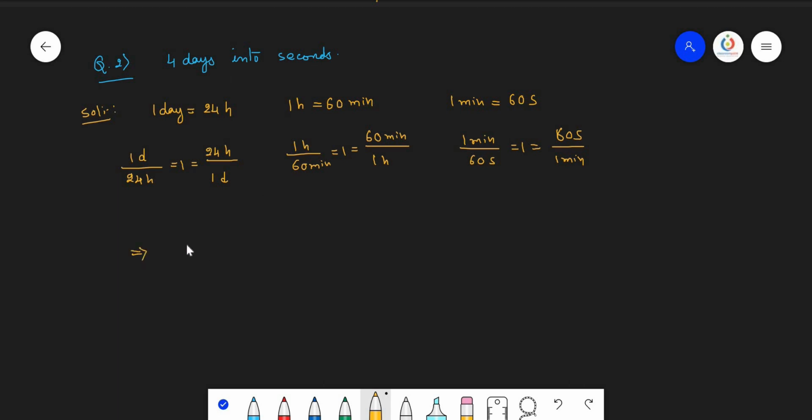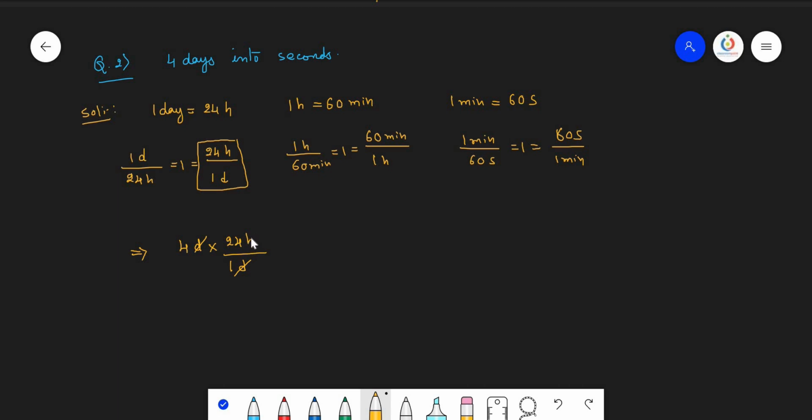See here, I have taken the 4 days, which are to be initially converted into hours. So, here day is there. This day unit has to be cancelled, which means the day unit must be in the denominator. So, take this particular factor and multiply this physical quantity with this factor. So, we get 24 hours divided by 1 day. Here day cancelled out. So, 4 days are converted into hours.